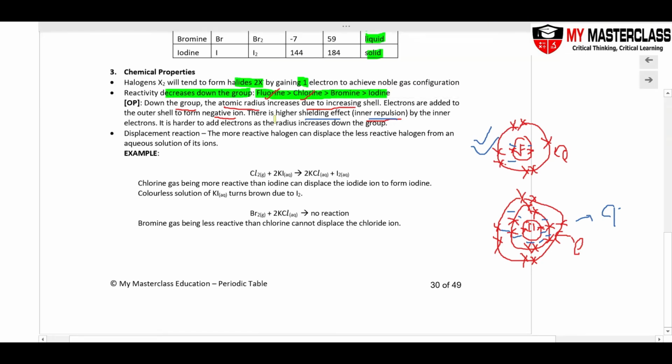Okay, another very common reaction that your halogens undergo is called the displacement reaction. So the more reactive halogen will displace the less reactive halogen from aqueous solution of the ions. Okay, so let's look at this equation over here. I have chlorine and KI, right? So same as always when we write chemical equations, right? We take the positive, kick out the positive. So same idea over here, the negative, which is my Cl2, is going to kick out the I minus.